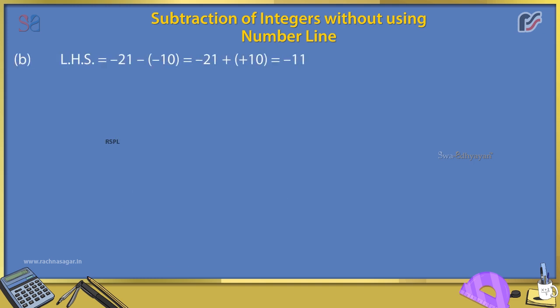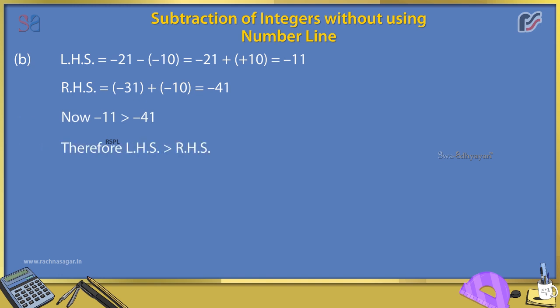b. LHS is equal to −21 minus (−10), which is equal to −21 plus (+10), which is equal to −11. RHS is equal to (−31) plus (−10), which is equal to −41. Now, −11 is greater than −41. Therefore, LHS is greater than RHS. Or, (−21) minus (−10) is greater than (−31) plus (−10).